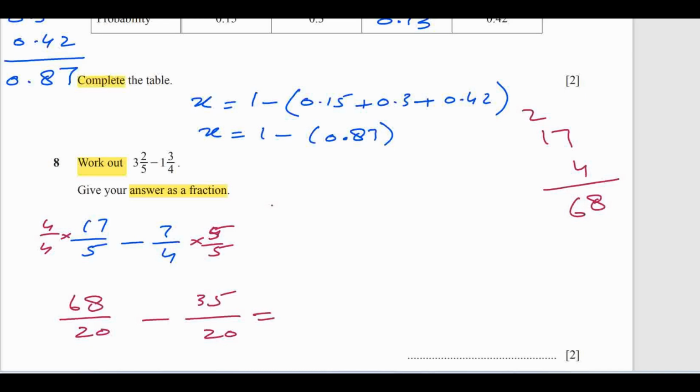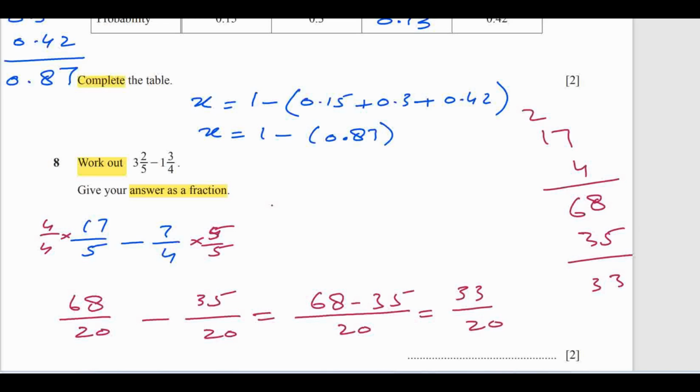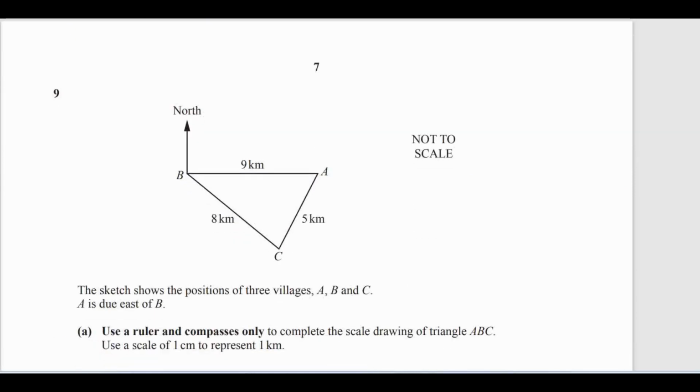Now this will be equal to 68 minus 35 over 20, so let's see, 68 minus 35, this will be 33. Final answer will be equal to 33 by 20. I hope that the concept is clear. Let's move on to the next question.